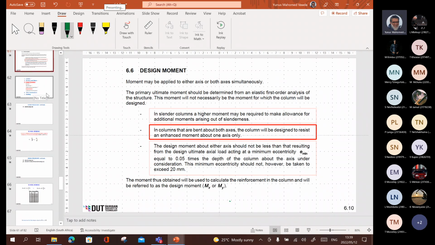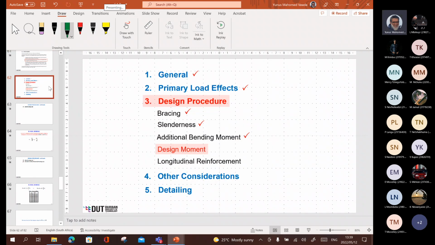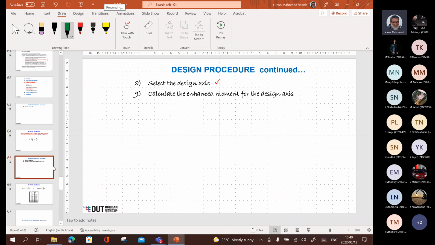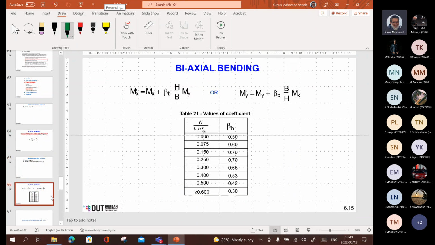Okay, right, so what do we do next is we go into the design moment. And we look at Mx over h or My over b, and which one has got the greatest ratio, and we'll see it in an example. Calculate the enhanced moment for the design axis, and then these two equations apply. So if it's about the Mx axis, you've got to increase the My one. And if it is about the My axis, you're increasing the Mx. So this is how the code handles it.